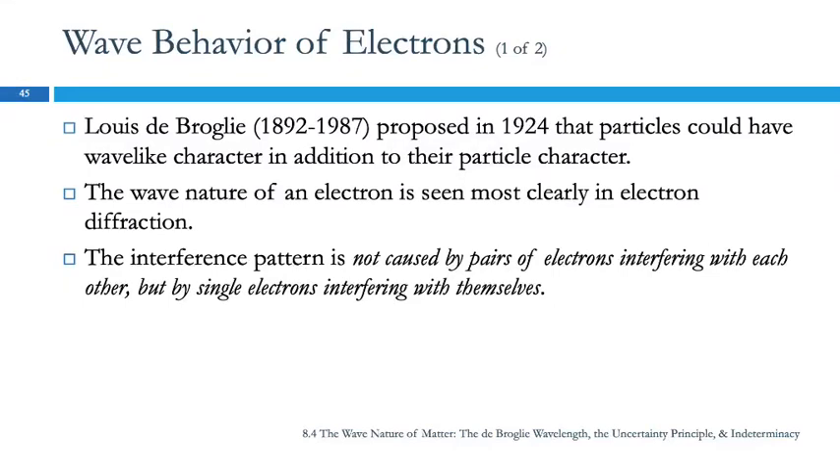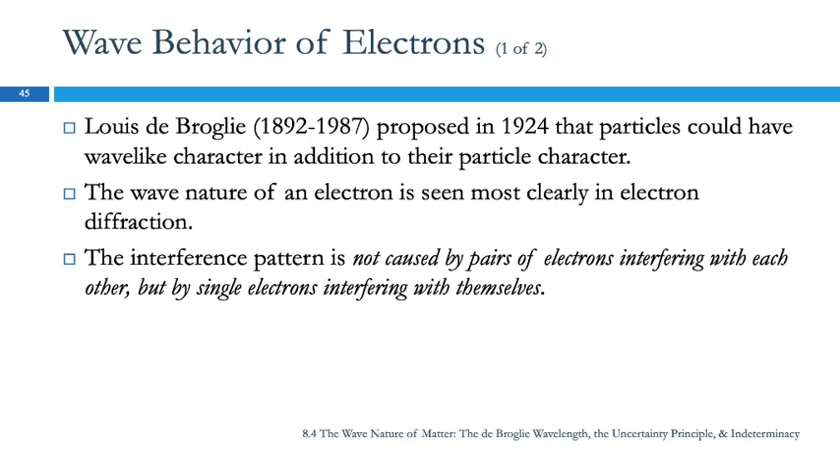So back in 1924, Louis de Broglie proposed that particles could have wave-like character in addition to their particle character. So for electrons, we see the wave nature of an electron in electron diffraction. So we looked at how waves of water and waves of light can diffract. Remember the guy with the box on the beach, right? And the little dots of light that were kind of spreading out. So electrons will also diffract and form a pattern like that.